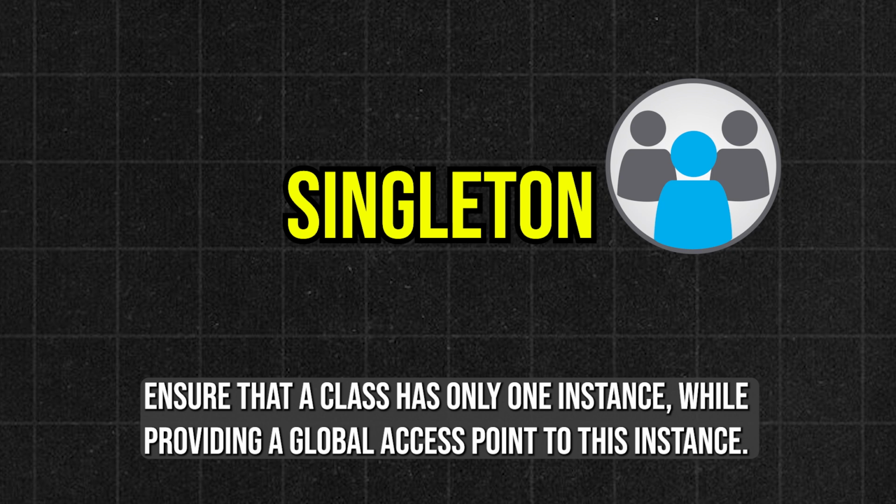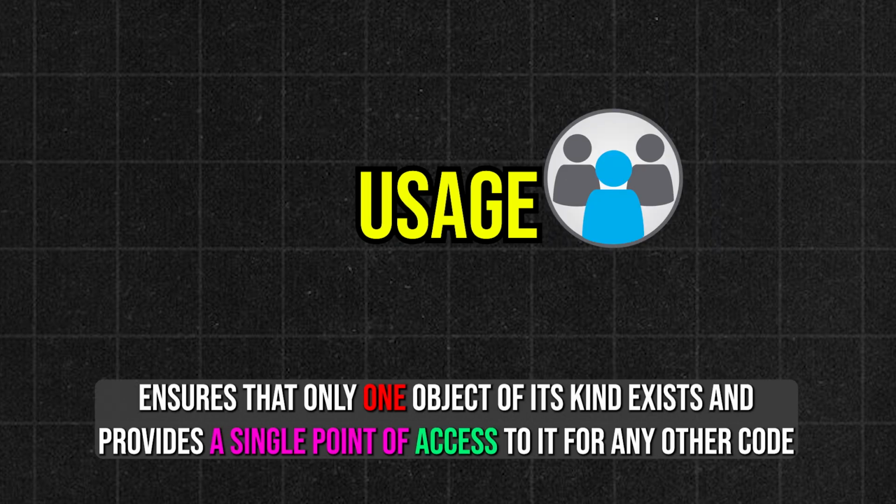Singleton design pattern ensures that a class has only one instance while providing a global access point to this instance, and also ensures that only one object of its kind exists and provides a single point of access to it for any other code.